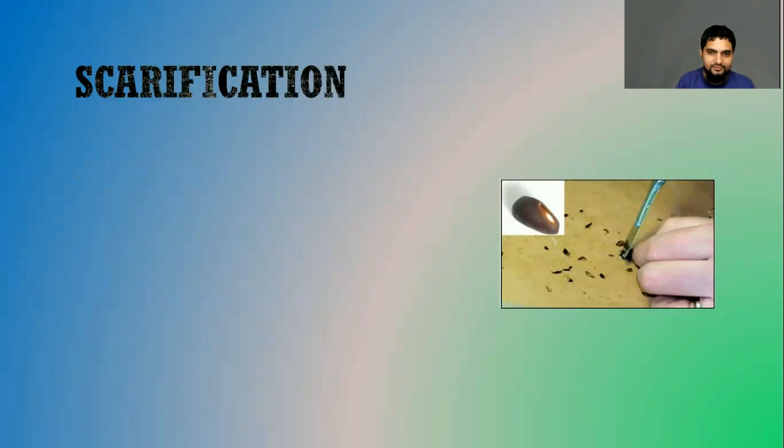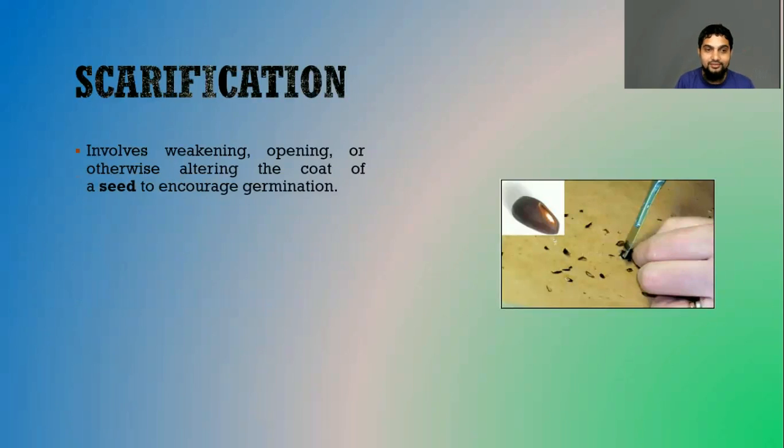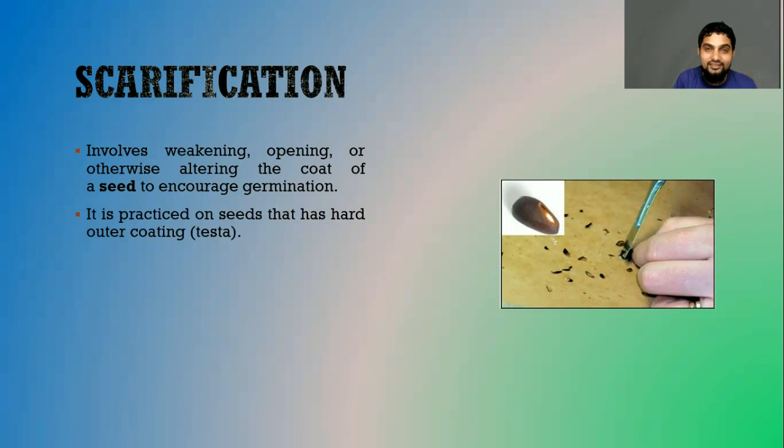Scarification. The diagram here is showing how scarification is carried out. Scarification involves the weakening, the opening, or altering the coat of a seed to encourage germination. So this practice is done on seeds that have a very hard outer coating, and by damaging the outer coating a little bit, you're allowing the seed to germinate a little faster.